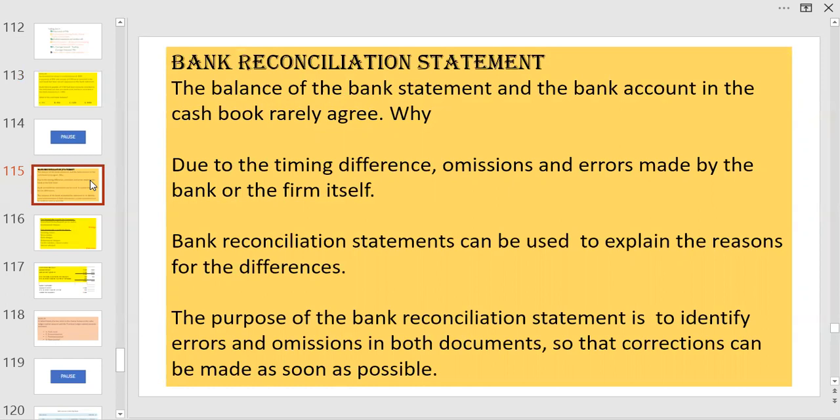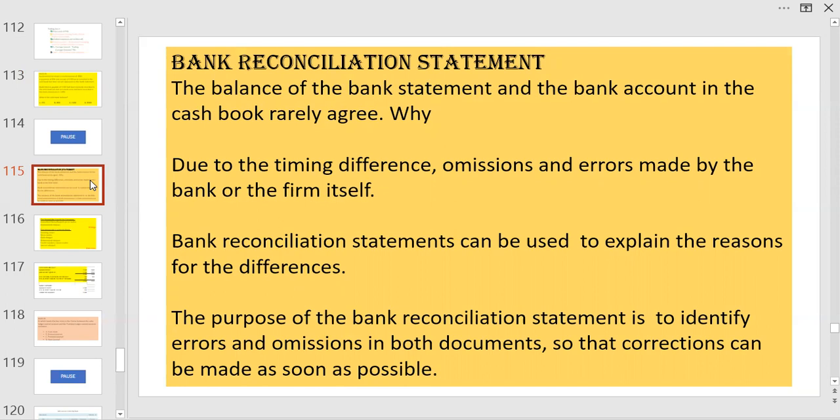So in order to reconcile, in order to see the difference between each of these things, we make a statement which is known as the bank reconciliation statement. Why bank and cash book differ, even when both of them are correct? For example, the cash book balance is free of errors and the bank statement also is free of errors. Still, there can be chances where they may not agree.